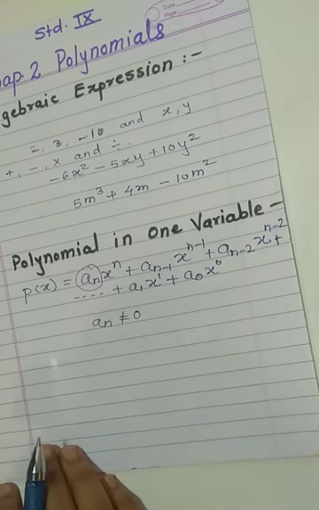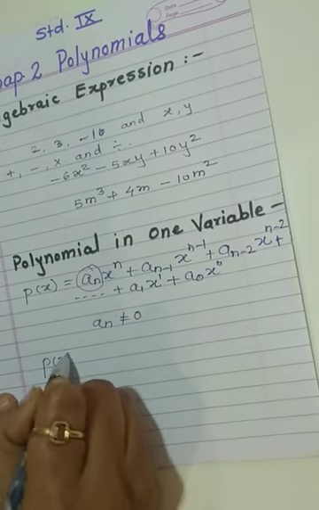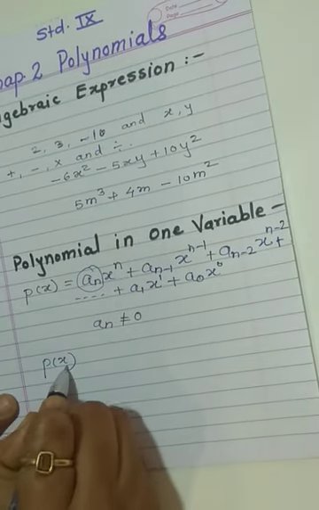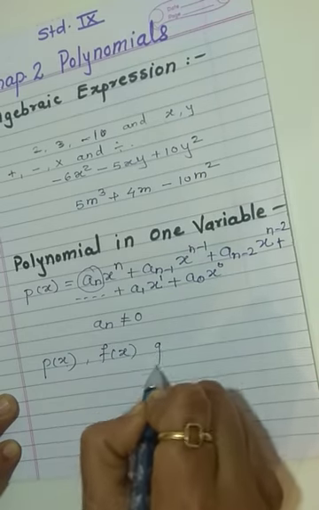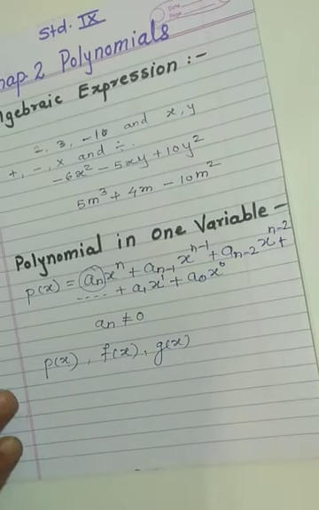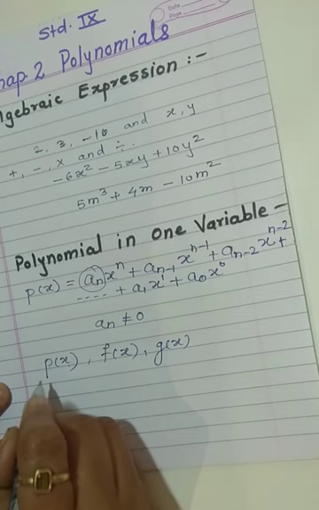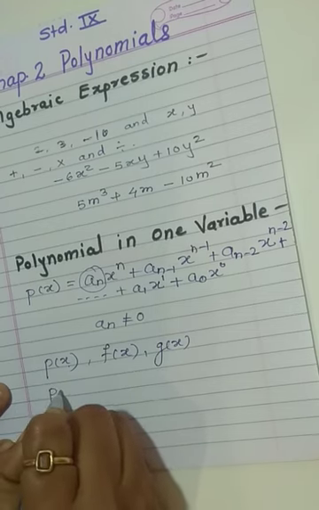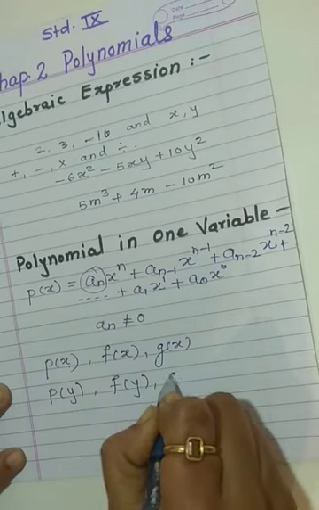Now, the polynomials in variable x are usually denoted by p of x. That means a polynomial we can denote by p of x or f of x or g of x also. Like this we can denote the polynomials. If the polynomial is in variable y, then we can denote that polynomial like this, that is p of y, f of y or g of y.